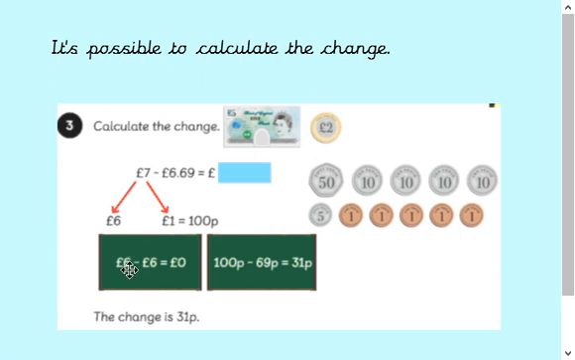So £6 take away £6 would leave us with nothing left. So no pounds left. And then we've got one more pound, which we then have to take away the 69. So £1 or 100 pence, take away 69 pence, would leave us with 31. The change would be 31 pence.